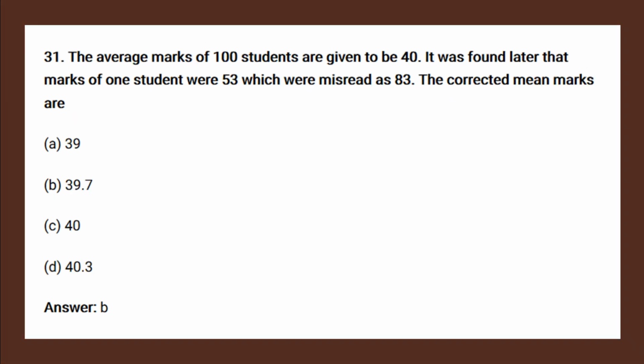Next question 31. The average marks of 100 students are given to be 40. It was found later that the marks of one student were 53, which were misread as 83. The corrected mean marks are: A 39, B 39.7, C 40, D 40.3. And the answer is option B, 39.7.